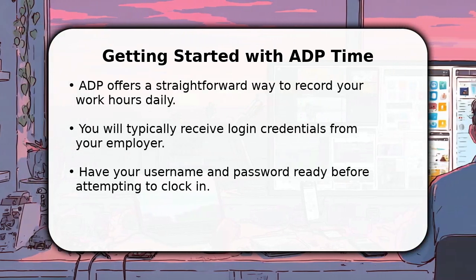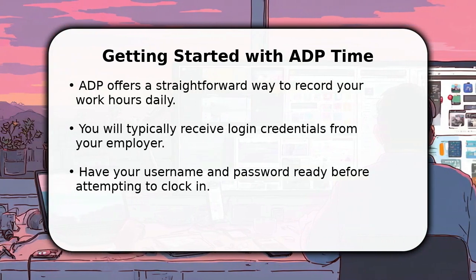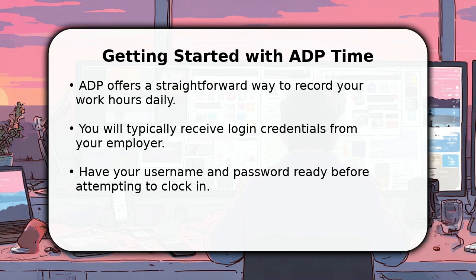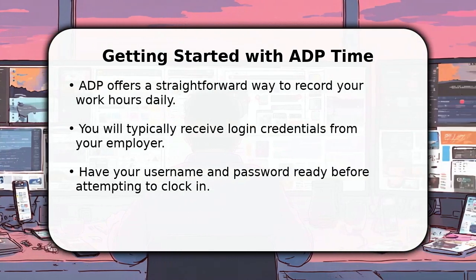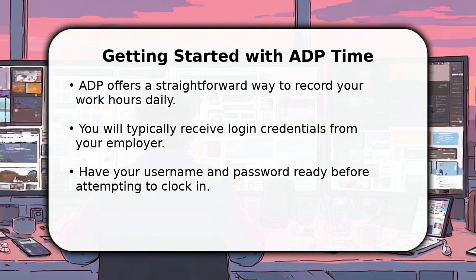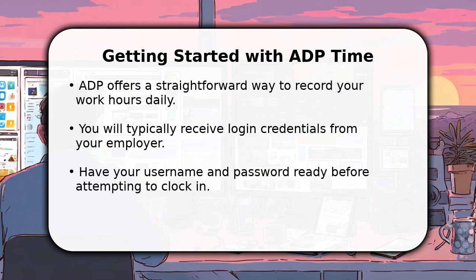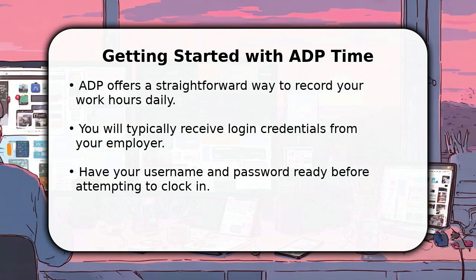Enjoy the video. In this video, I will explain how to clock in on ADP. First, ensure you have your correct company code, username, and password readily available. You can access ADP through a web browser or by downloading the official mobile application. These credentials are essential for logging in successfully and managing your time. Make sure to keep them secure and handy for daily use.